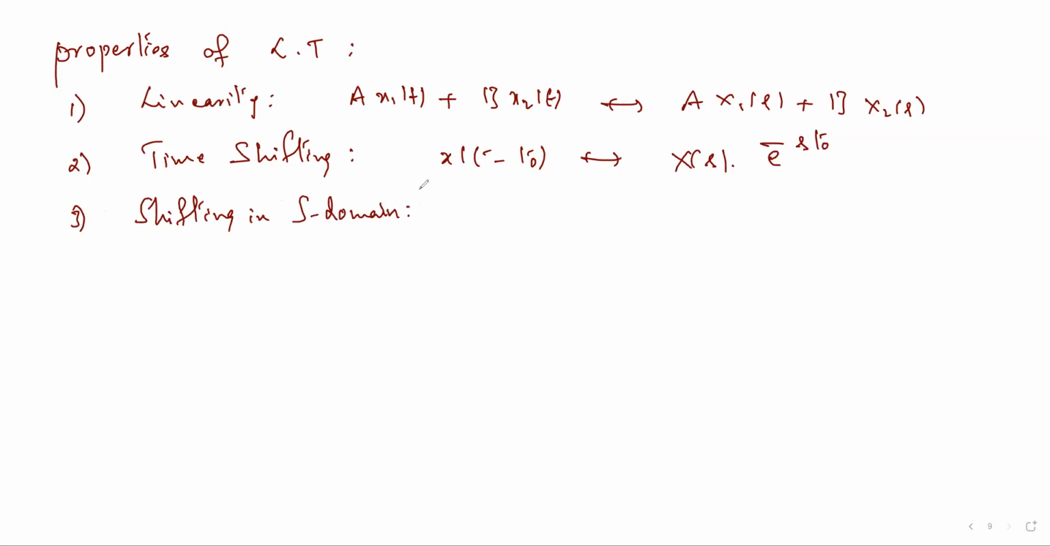That is, if it is e to the power of s naught t, x of t, it means one side exponential multiplication, other side shifting. But here plus s naught is there, so you take minus s. Frequency shifting opposite sign, time shifting same sign.